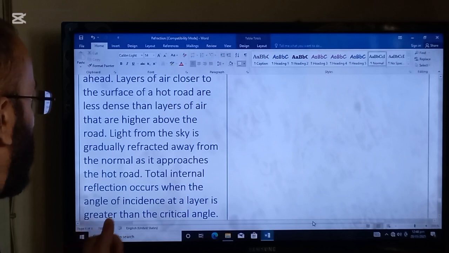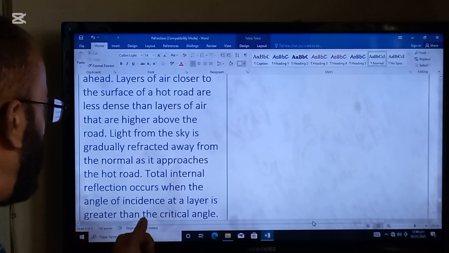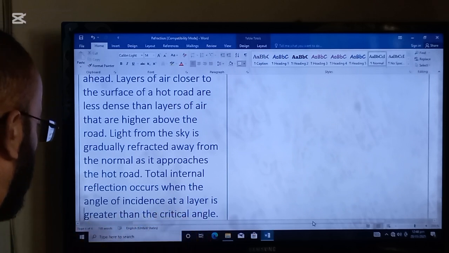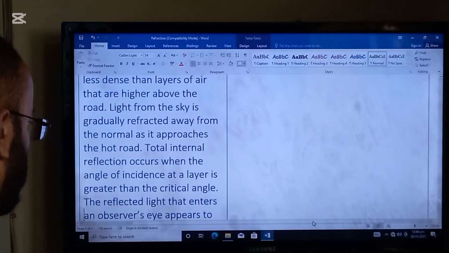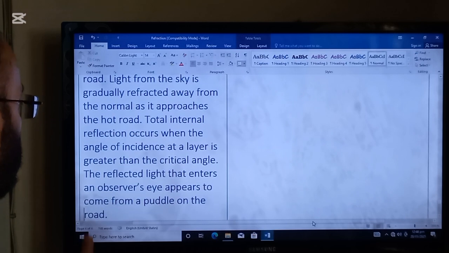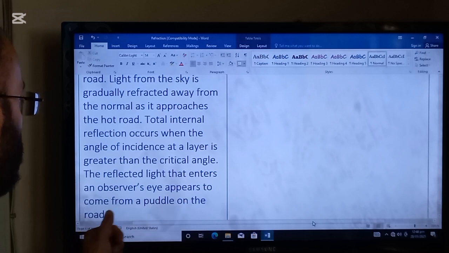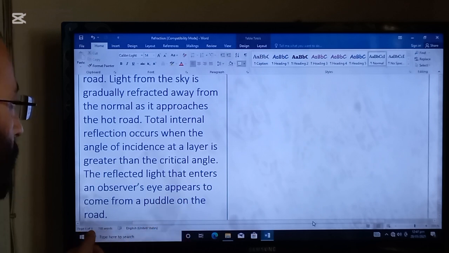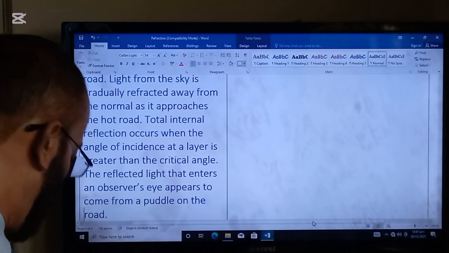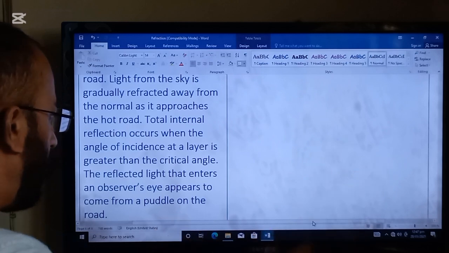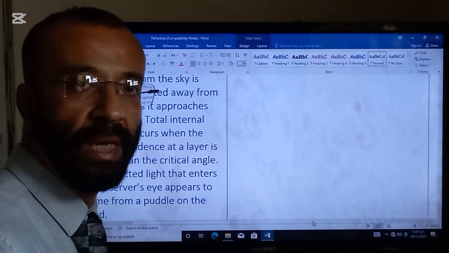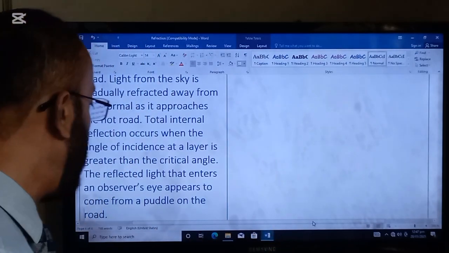Total internal reflection occurs when the angle of incidence at a layer is greater than the critical angle. The reflected light that enters an observer's eye appears to come from a puddle on the road. So this is the reason you see mirages on the road, particularly on a very hot day.